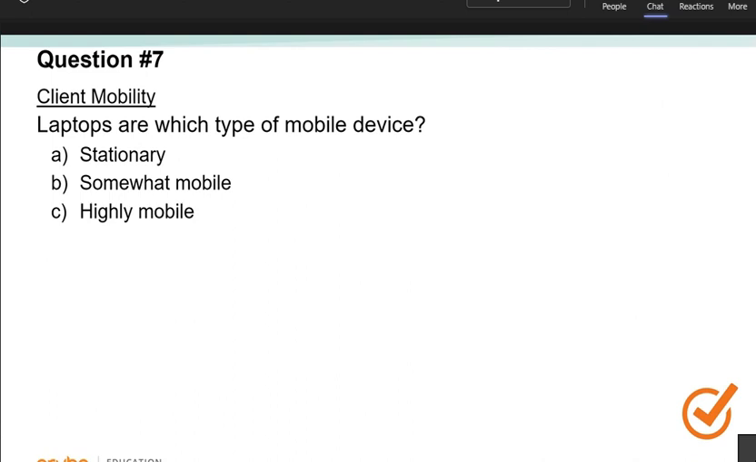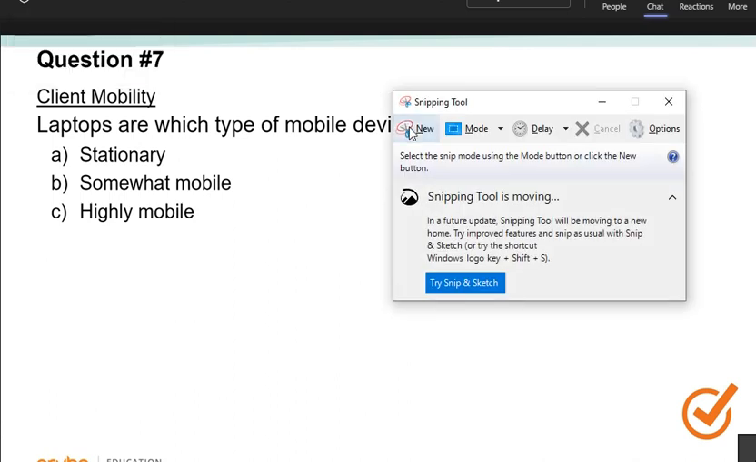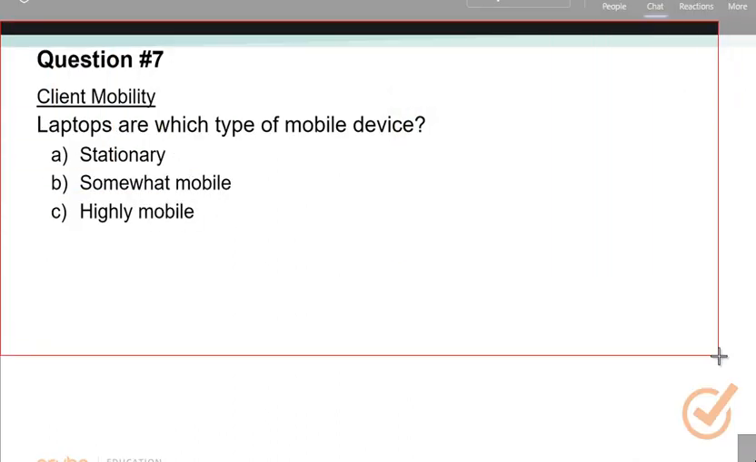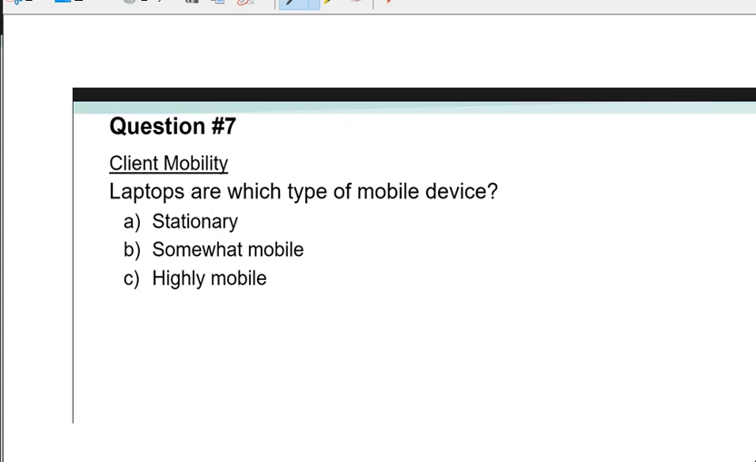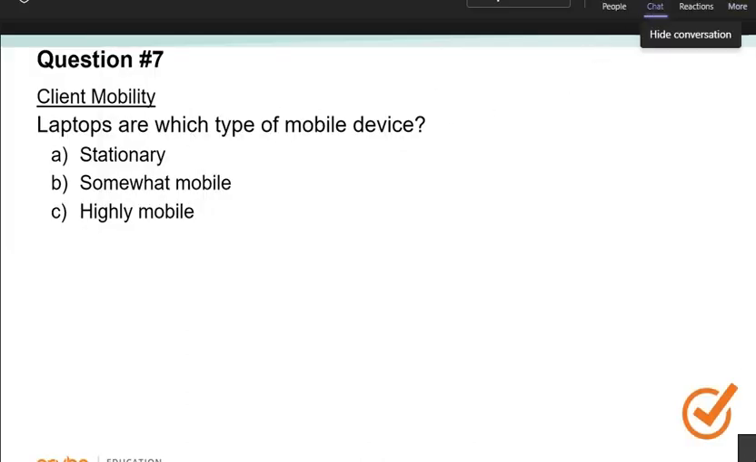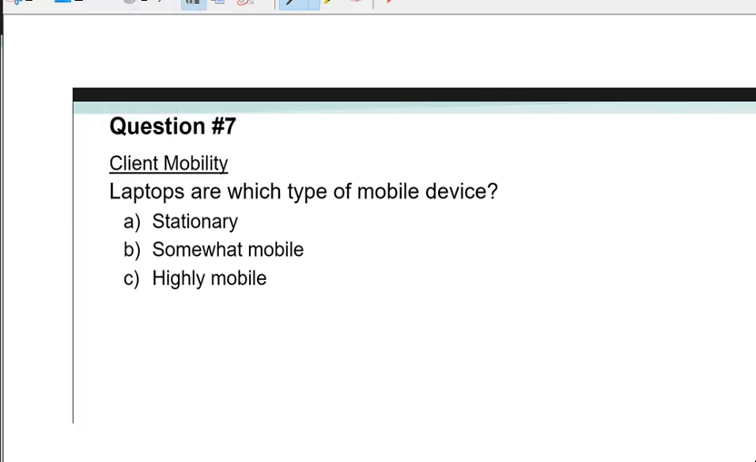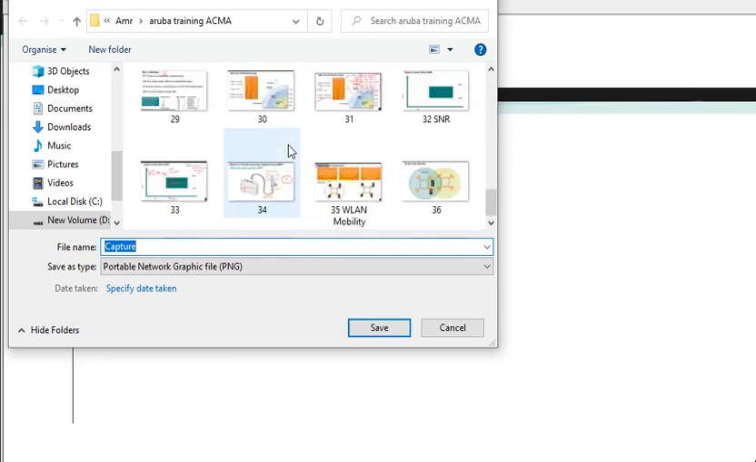Okay. Can you answer the last question? Laptop, which type of mobile device? Laptops. This is somewhat mobile. For us, a laptop is a highly mobile device, but for the exam it is somewhat a nomadic device.